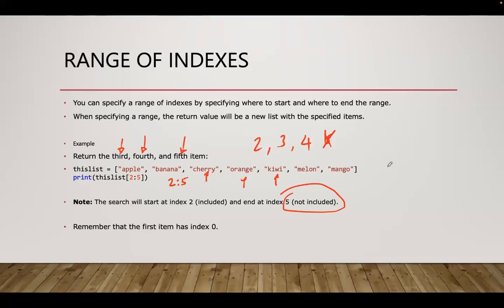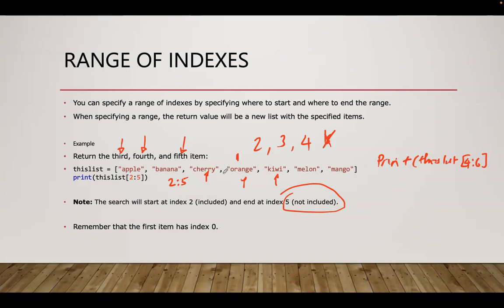So let's say, for example, you say print this list, open an angle bracket, and put 4:6. I want someone to tell me what is it going to print on the console. What will be printed on the console? I'm going to print orange, kiwi, melon. Say it again. Orange. I think orange and melon.